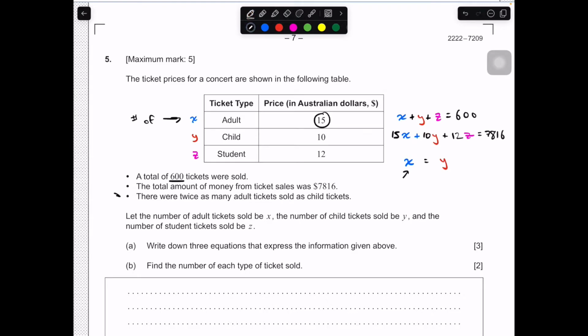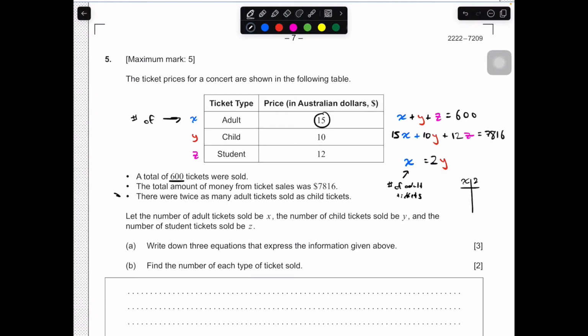So x is the number of adult tickets. It doesn't equal the number of child tickets, we have more adult tickets sold. Number of adult tickets equals twice the number of child tickets. So there were twice as many adult tickets as child tickets. So if we sell, let's say, 1 child ticket, then we would have 2 adult tickets sold. So if you want, you can even just put in some values.